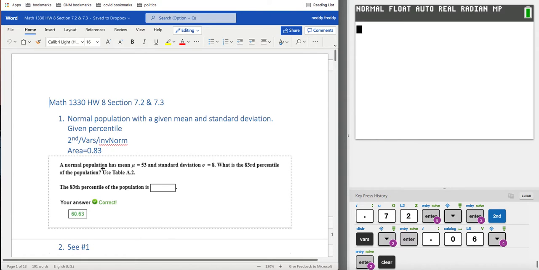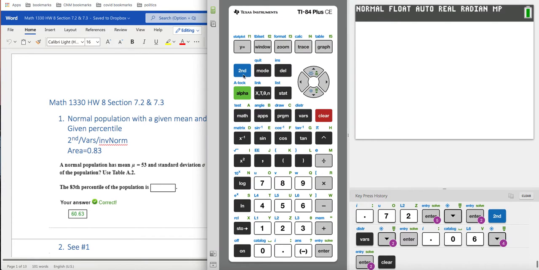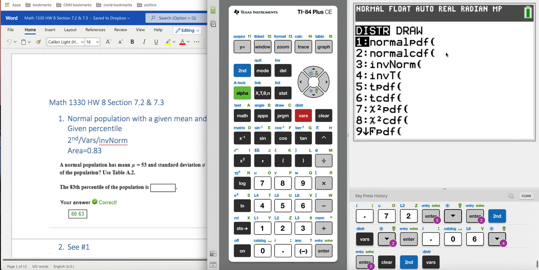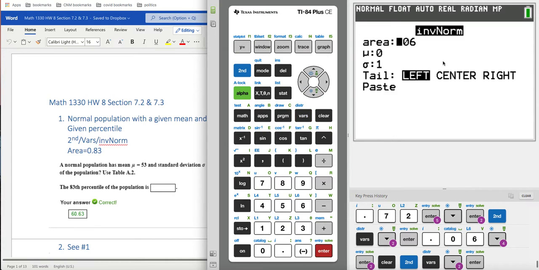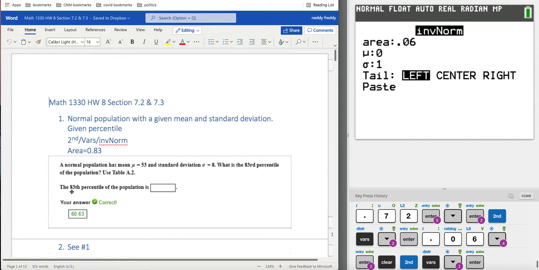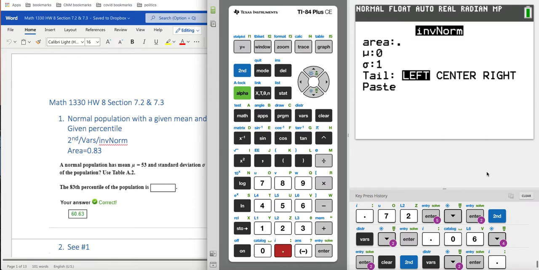And so a lot of them are going to ask for the something or other percentile. A percentile is the same as area to the left. So we just get to do the fairly simple thing from 7.1 where we do inverse norm, and they're all going to be area to the left as long as it says it's a percentile. And the 83rd percentile means the area is going to be 0.83.